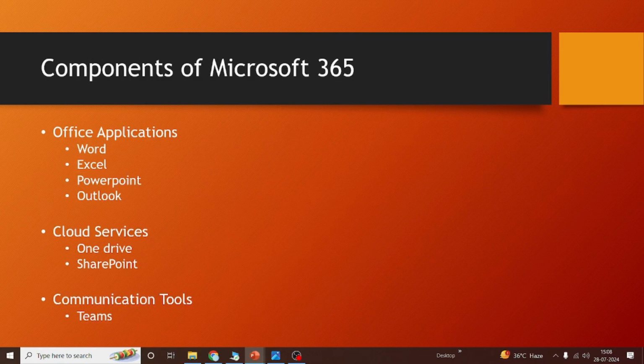Now, the main components. We're going to really need to understand what tools Microsoft 365 offers. So we have Word, Excel, PowerPoint, Outlook, Teams. All these are the main Office applications which we use every day. Apart from that, it also offers you some cloud services like OneDrive and SharePoint.